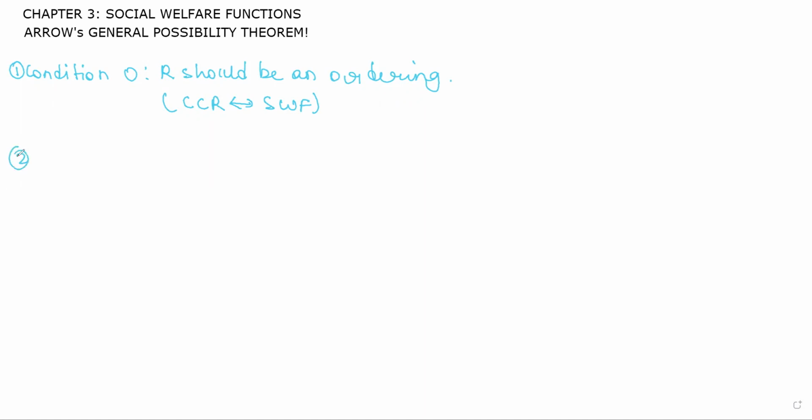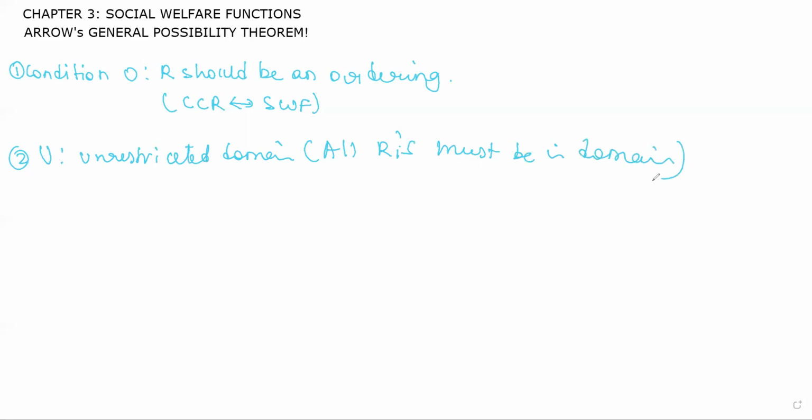The second condition is called U, unrestricted domain. I think we discussed a little bit of this before. This means that all our R's must be in the domain. If you remember, we showed how the Pareto relation, R bar, is incomplete, and then we showed that if you impose certain conditions on the individual orderings, then it becomes complete. That sort of thing cannot be done under this condition U.